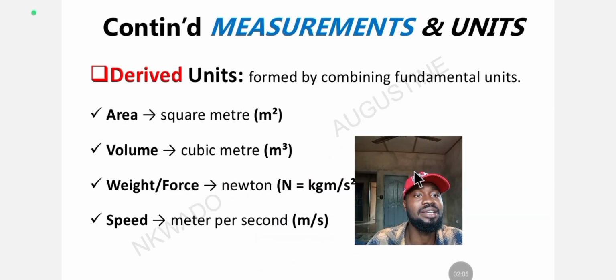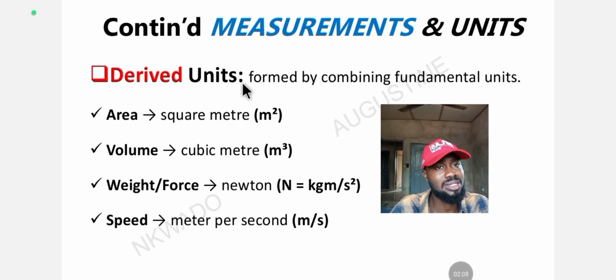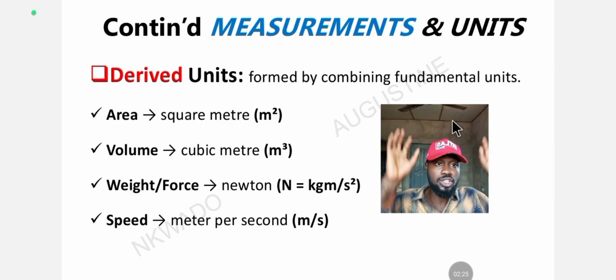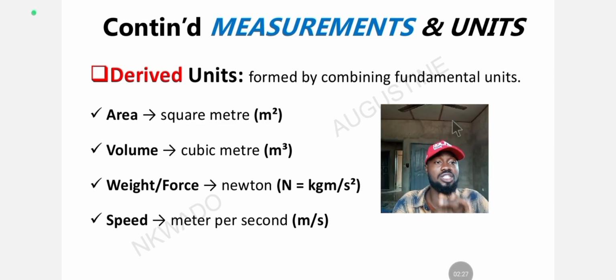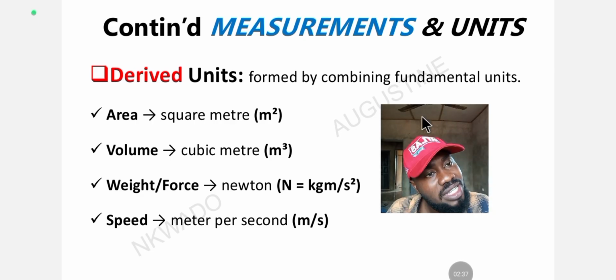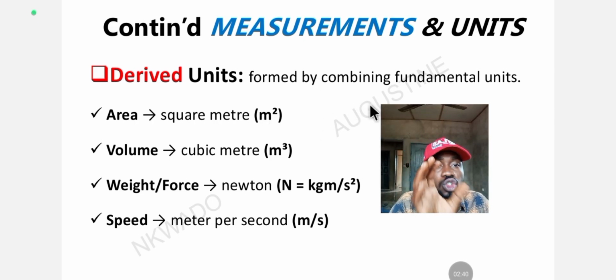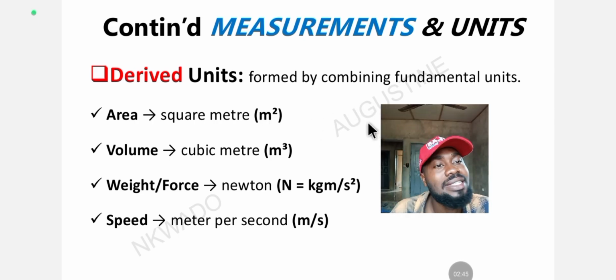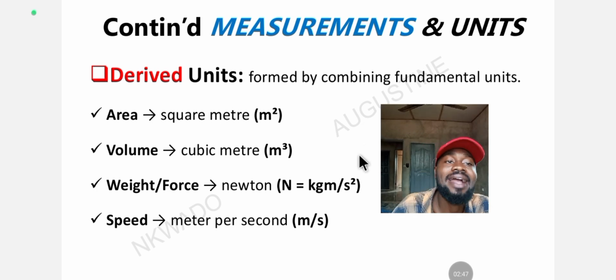Let's look at the derived units next. Derived units are units formed by combining fundamental units. Remember that we just said that fundamental units are the parent unit, the basic physical quantities or units that give birth to other units, from which you derive other units. So this derived unit is defined as the units formed when you combine fundamental units.